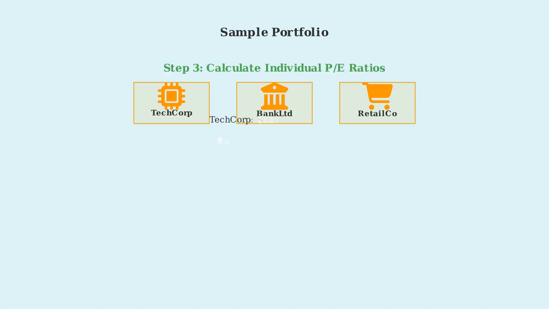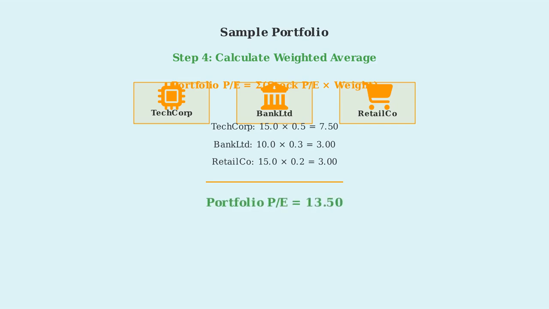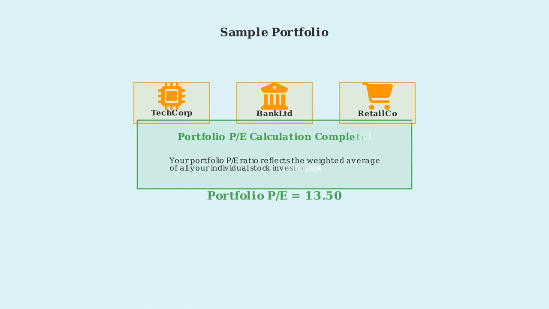Step 3. Calculate the PE ratio for each stock by dividing the market price by the earnings per share. Step 4. Multiply each stock's PE ratio by its weight in the portfolio, then sum the results to get your portfolio PE ratio. This weighted average gives you a single PE ratio that represents your entire portfolio, taking into account how much you've invested in each stock.